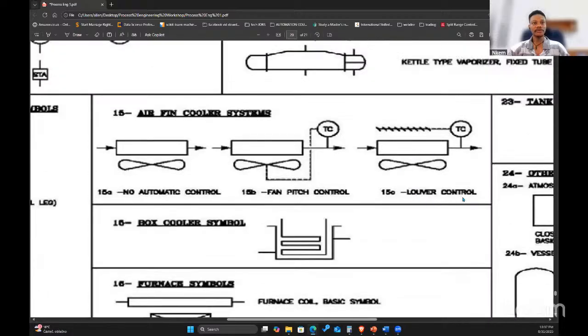Okay, so there is another piece of information here. It's called louver control. Louver control. Apart from the fan, right, and then the process that's going through here. Usually there are tubes. Tubes are passing through here, and then the fan blows air through here and cools the tubes that are within this section of the cooler fan. You can call it cooler fan or air fin cooler.